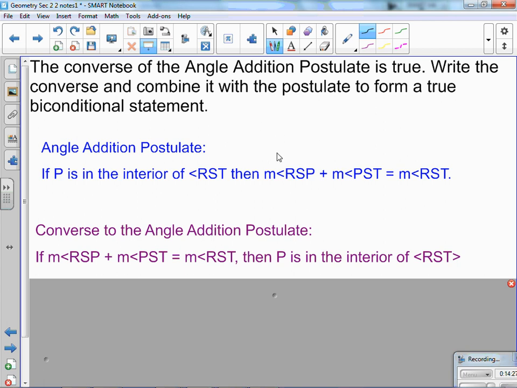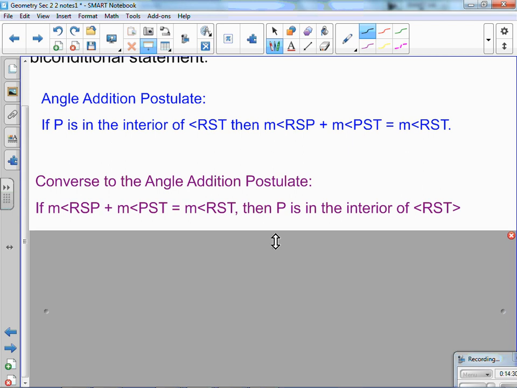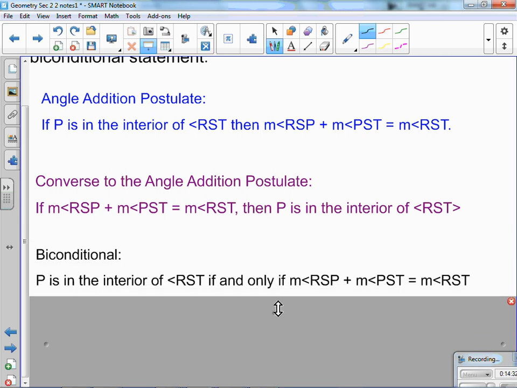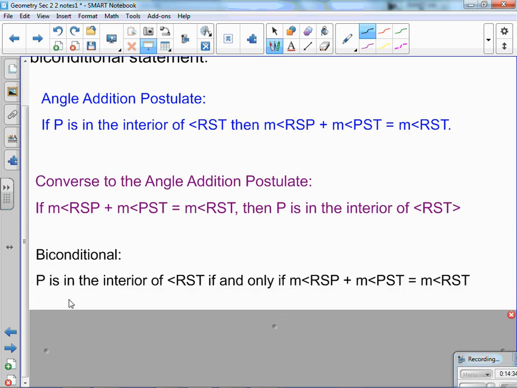Put them together to make a true biconditional statement. And our biconditional is going to say P is in the interior of angle RST if and only if, key statement for it to be a biconditional, the measure of angle RSP plus the measure of angle PST equals the measure of angle RST. And so that completes section 2.2.